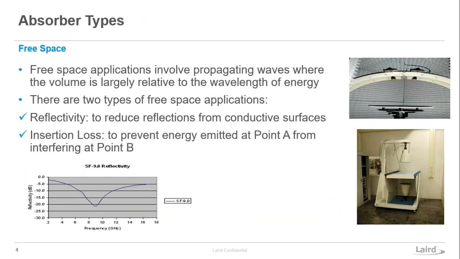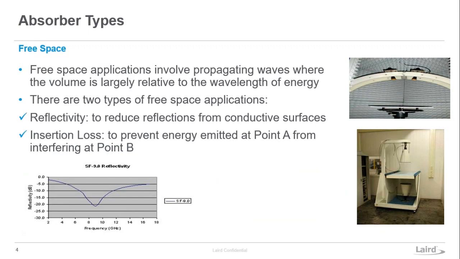There are three main types of absorber. The first category is what we call the free space absorbers. So it involves waves propagating over long distance. So it's mainly about outdoor application and structural application like antenna, radars, stealth application for military, etc.